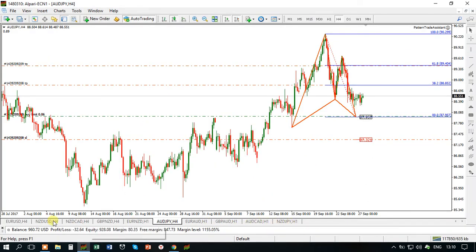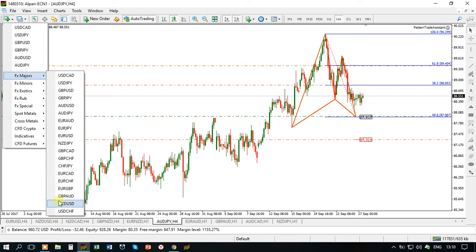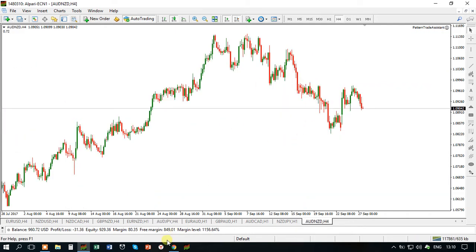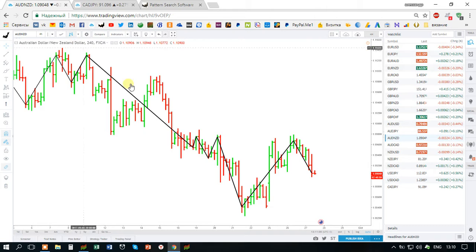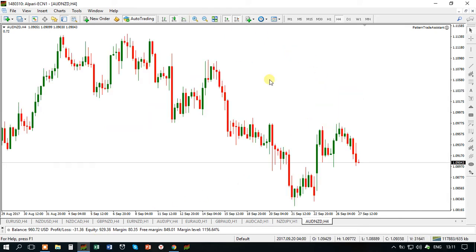Aussie, New Zealand. But we can always check it. Don't trust your eyes, trust the software. Aussie, New Zealand. What is the high? Here we have this spike, red candle, and then green and red. So green and red, it should be here. Here is the lowest low, and here is the export. So nothing happens, so no trading opportunity.